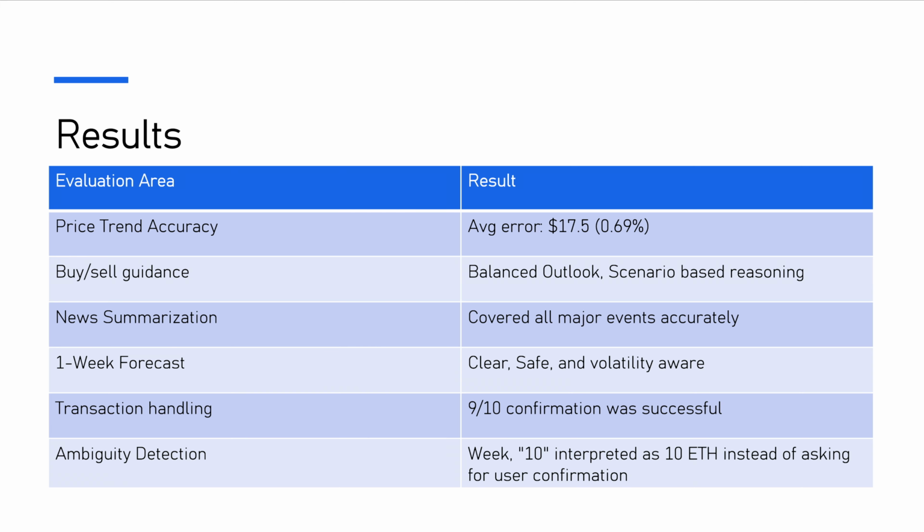Overall, Ethereum analysis was strong. The agent gave consistent and balanced responses for trends, forecasts, and news. On the transaction side, it confirmed intent in 9 out of 10 initial cases, but follow-up queries sometimes skipped confirmation, which could be risky. A key issue was ambiguity. For example, typing 10 was interpreted as 10 ETH without clarification. This highlights the need for better input and validation going forward.